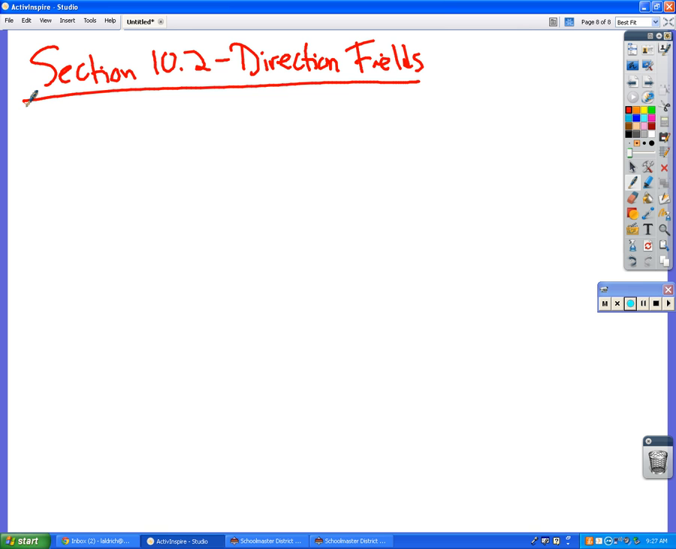Okay, this is going to be a little bit gross. Yep, this is going to be a little ugly. We're doing something called slope fields or direction fields. Euler's method. We're not going to do Euler's method, we're just going to do the direction fields part.